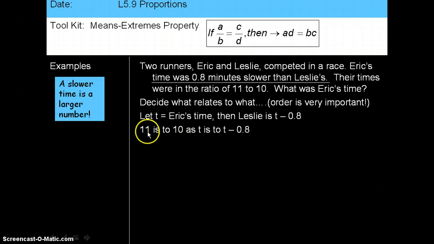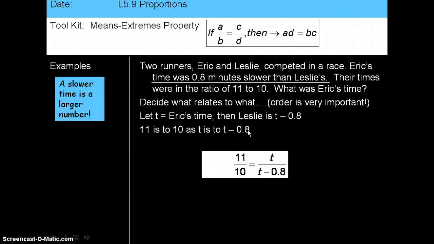So that means that our 11 is to 10, Eric's time is to Leslie's time, the same as t is to t minus 0.8. So if we write this out as a proportion, it would compare Eric's time to Leslie's time in the given ratio, 11 to 10, as well as in our variable ratio, t for Eric's time and t minus 0.8 for Leslie's time. Multiply using our means extremes.